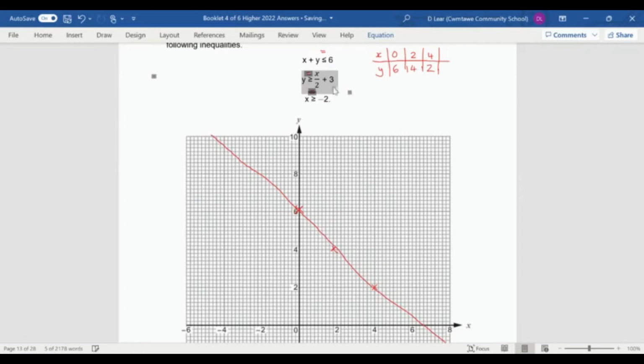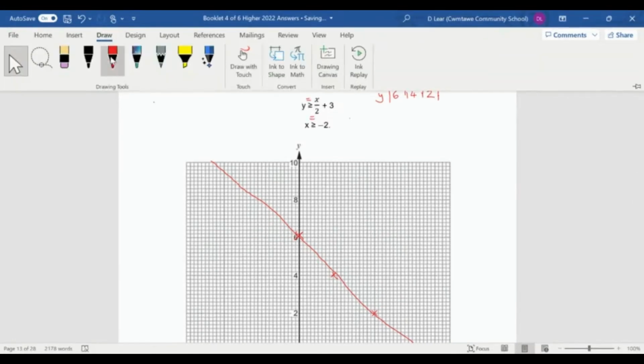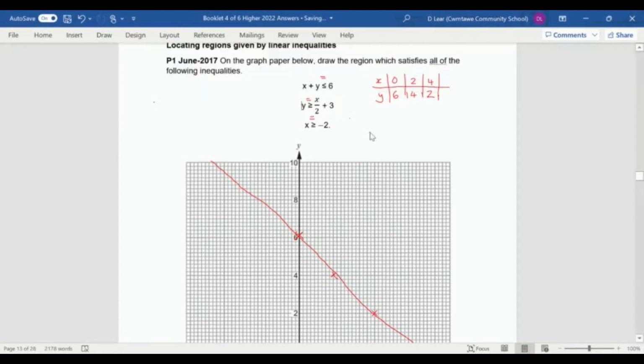The next line I want to draw is y equals x over 2 plus 3. Again, the values of x that I think would be good to use are 0, 2, and 4, and we'll work out what y is. This time it's a y equals rather than an x plus y like it was there. If I put 0 in there, y equals 0 divided by 2, which is 0, plus 3, which is 3. 2 divided by 2 is 1, plus 3 is 4. 4 divided by 2, which is 2, plus 3 is 5.